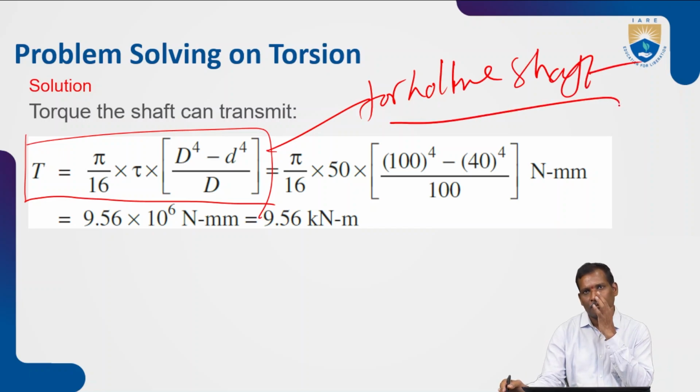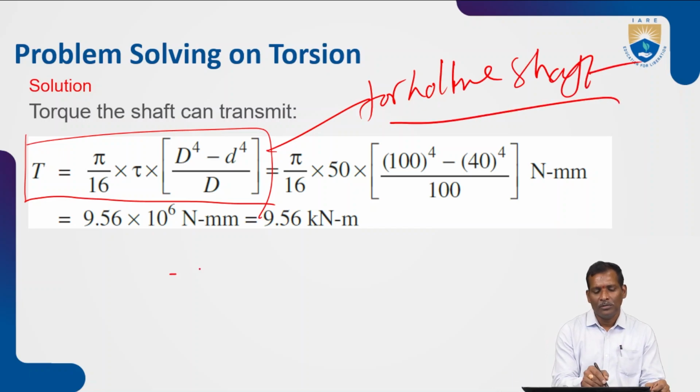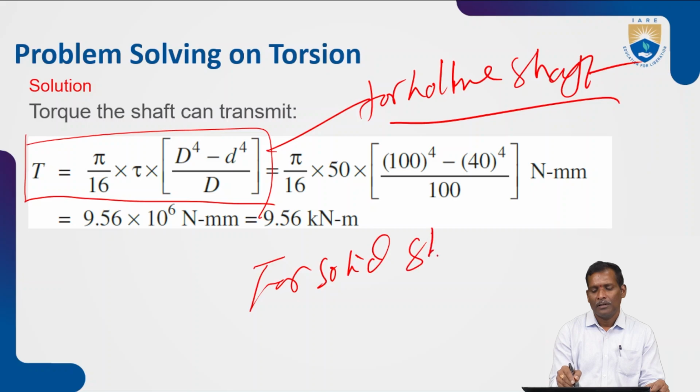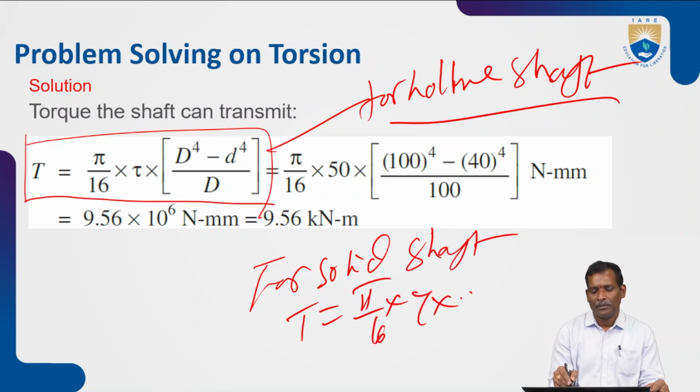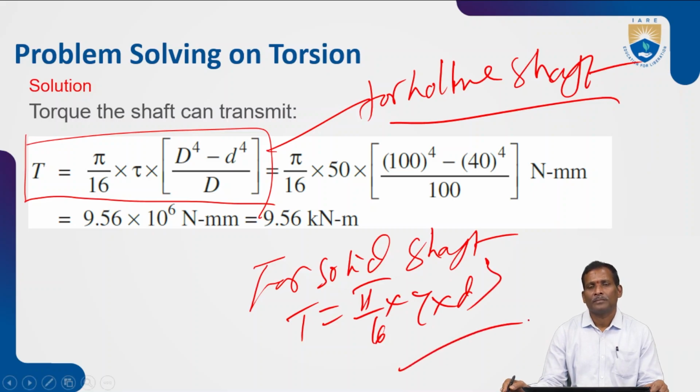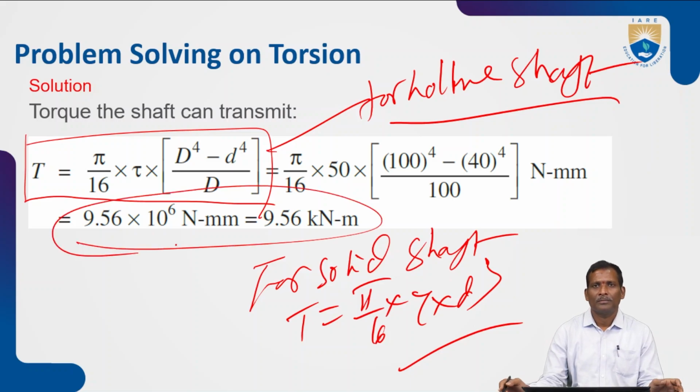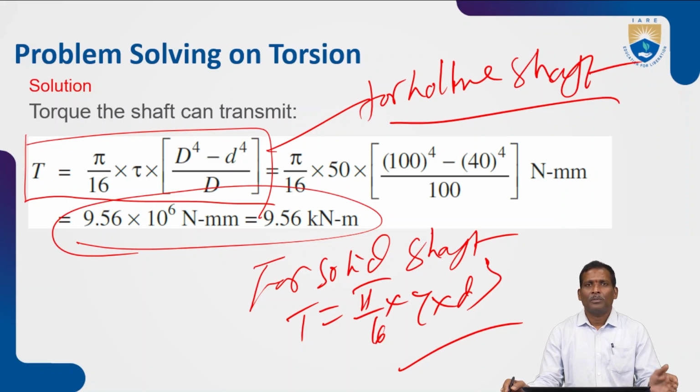For a hollow shaft. Solid shaft we have already discussed. Once again, recall, for solid shaft, T is equal to pi by 16 into tau into d cubed. Now substitute those values and we will get torque. Up to here we have already seen in the previous problem. Now further, we have to apply the power transmitted equation formula.